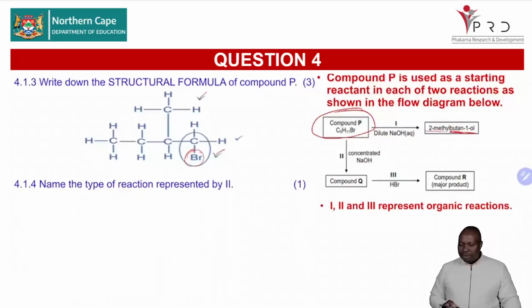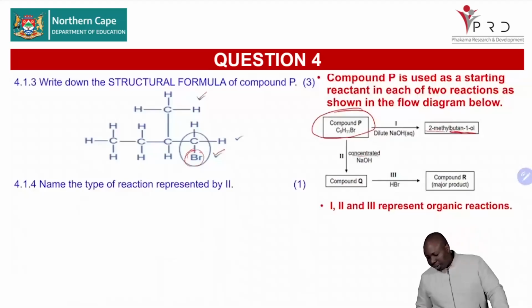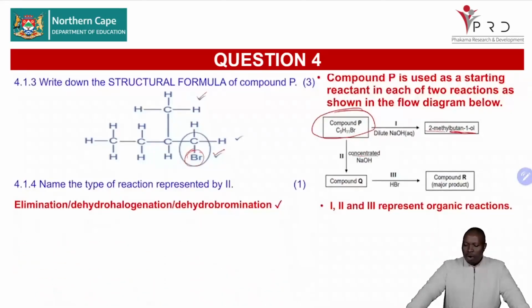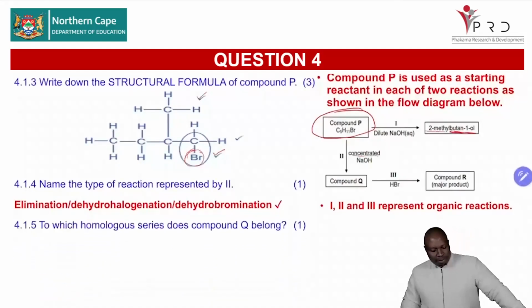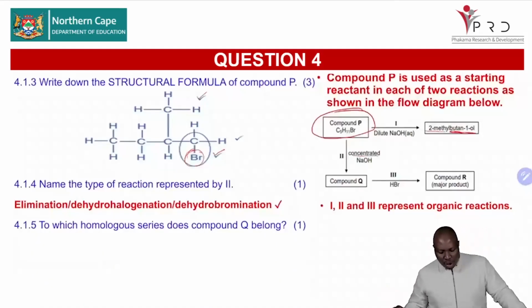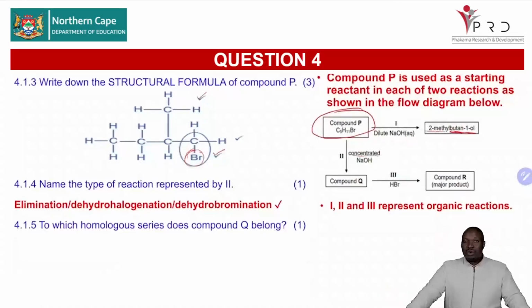Name the type of reaction represented by 2. Remember, we said concentrated is for elimination. Definitely, this must be elimination. The type of reaction is elimination. Or you can just say dehydrohalogenation, we will take the answer, or dehydrobromination. But the type of reaction is elimination. The type of elimination is determined by what we are removing, which is dehydrohalogenation or dehydrobromination.